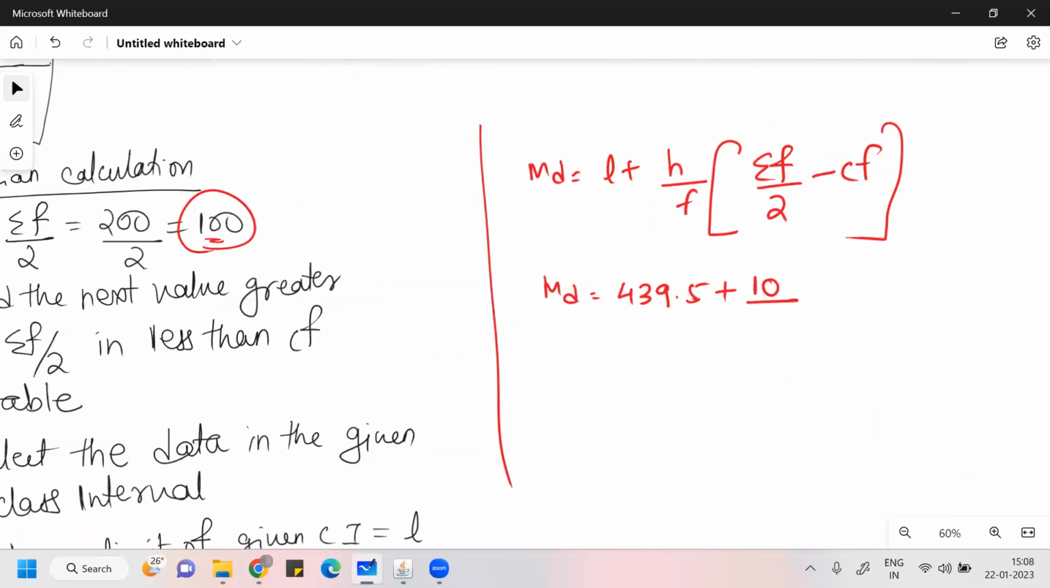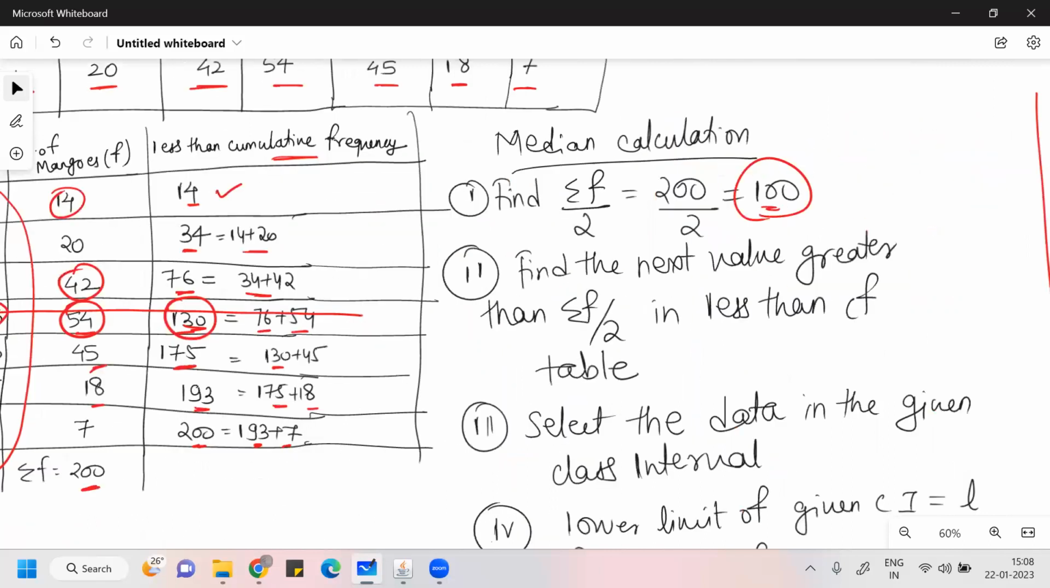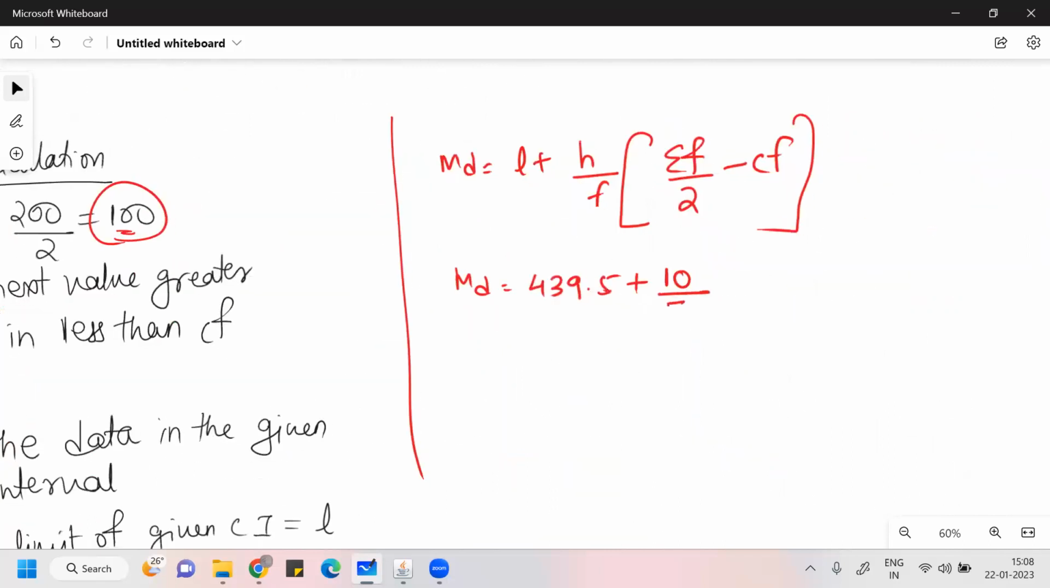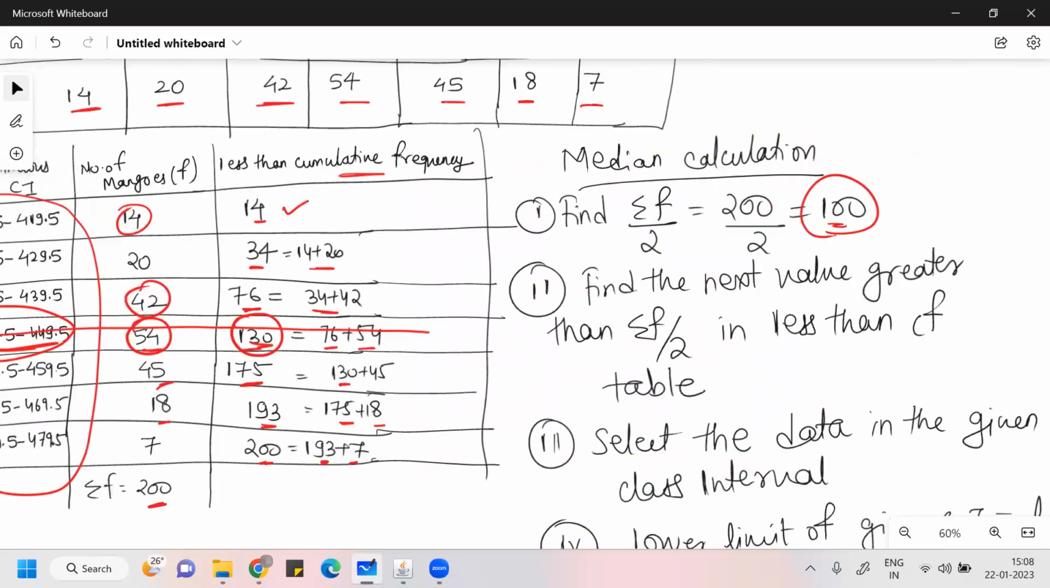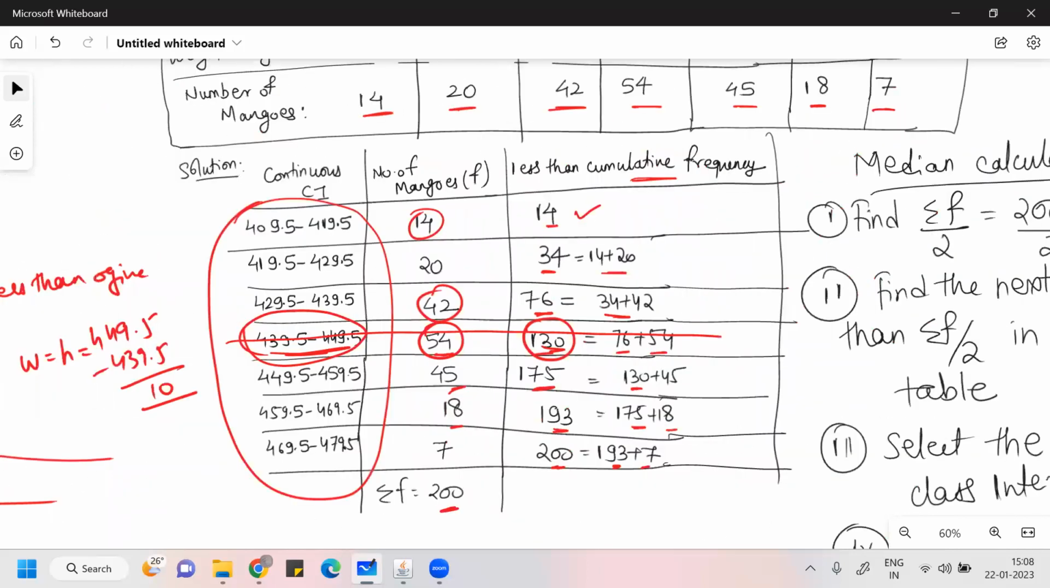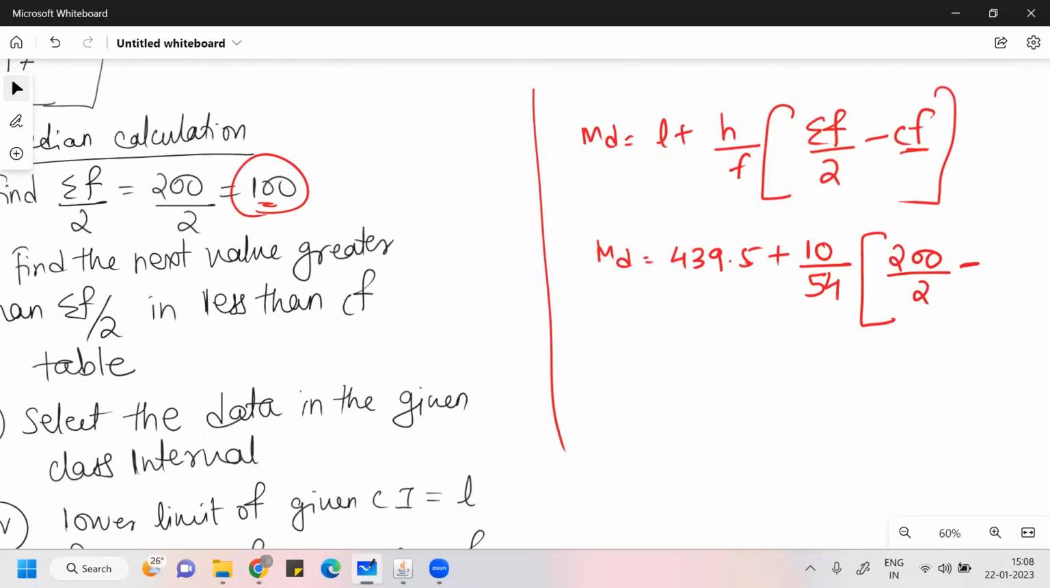What is your frequency, guys? The frequency of this class is 54. Sum of F is 200, so 200 by 2 minus CF. What is CF? CF is the cumulative frequency before the class you selected. That we call CF. So CF here would be 76.